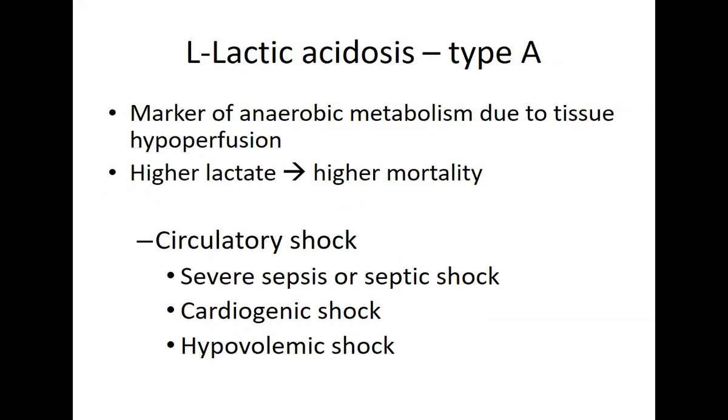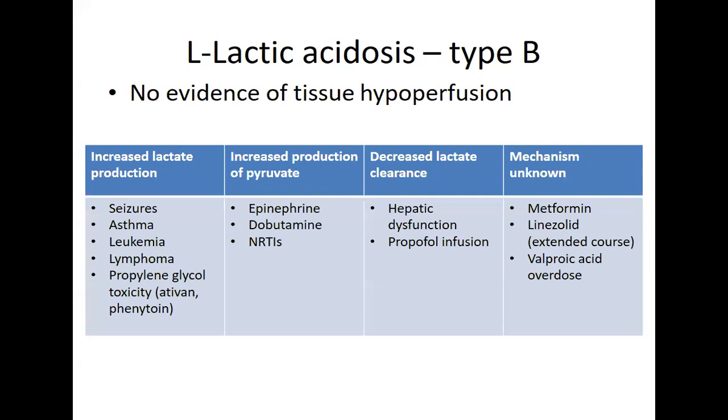So type A lactic acidosis, again, this is what we always see, right? This is the hypoperfusion, higher lactate equals higher mortality, and it's not just sepsis, right? Anything that causes organ hypoperfusion can lead to a lactate, right? So cardiogenic shock, hypovolemic shock, septic shock, all of those things can lead to a higher lactate, L-lactate type A. Type B is L-lactic acidosis that is not due to tissue hypoperfusion. So it could be due to any of these mechanisms.